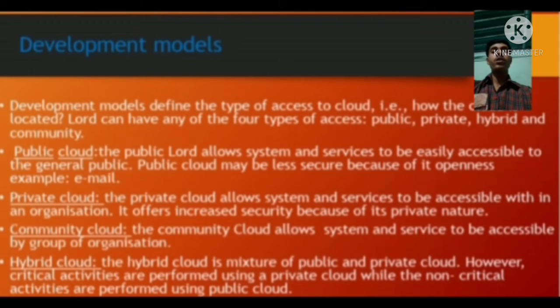Community cloud. The community cloud allows systems and services to be accessible by a group of organizations. Hybrid cloud. The hybrid cloud is a mixture of public and private cloud. However, critical activities are performed using a private cloud while the non-critical activities are performed using a public cloud.